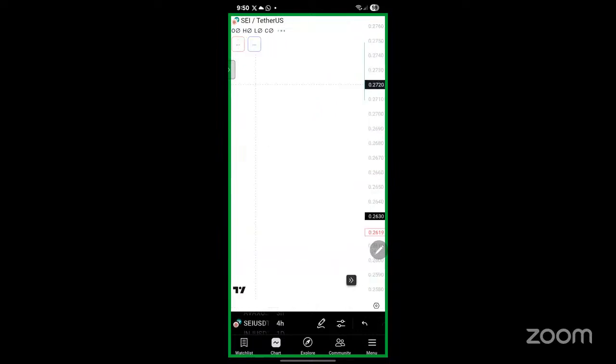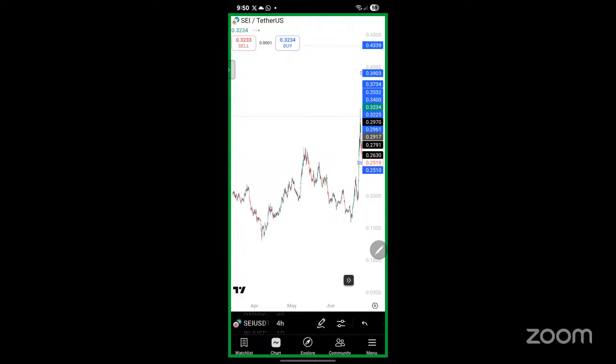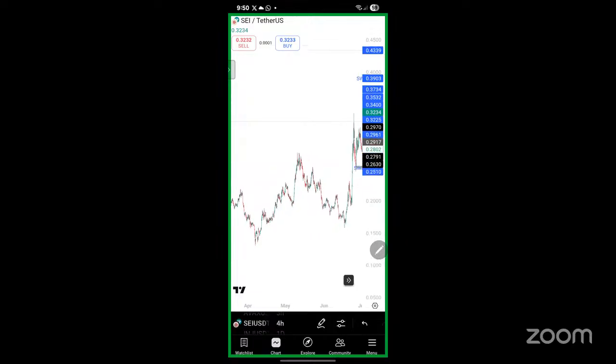Let me go to this one. Does it have any double bottom? It may have a double bottom. When I try to put it like this, this may be what? This may be a double what?